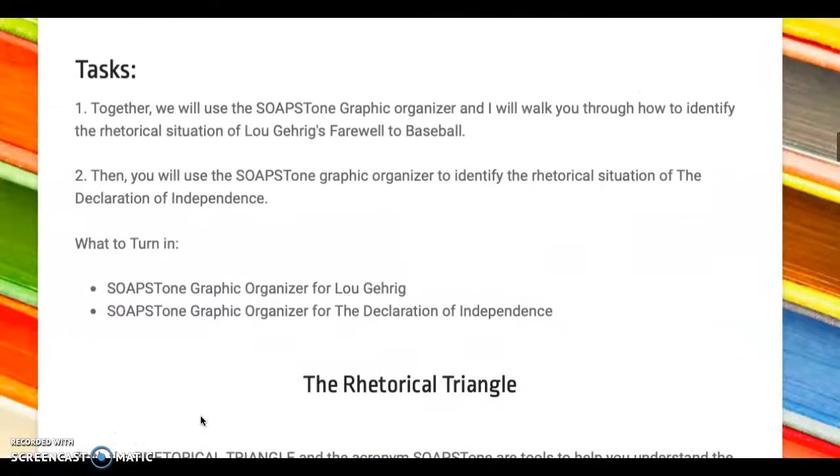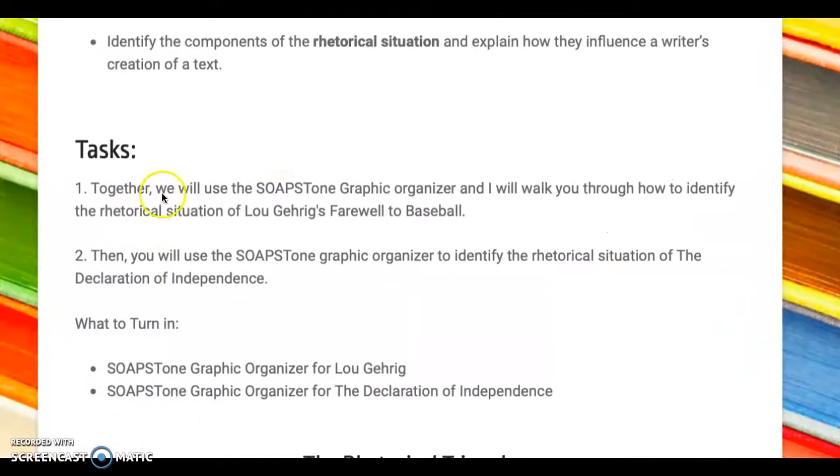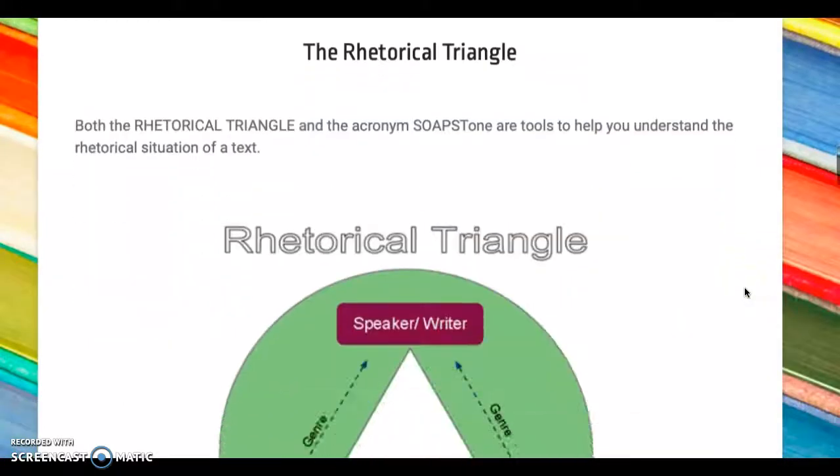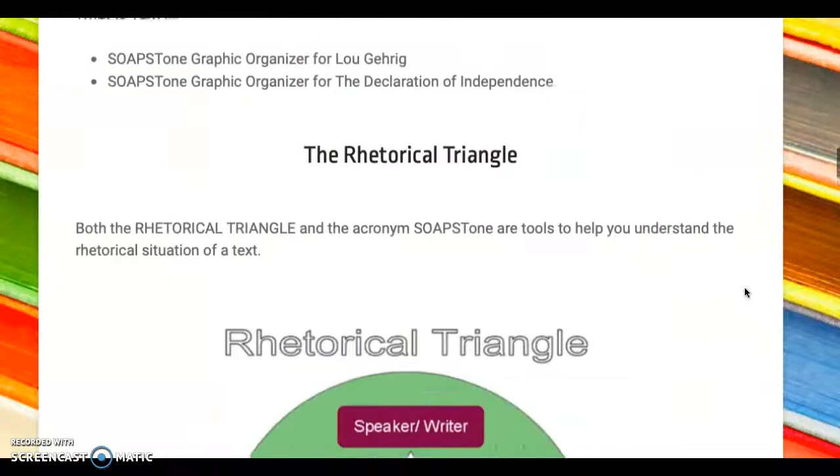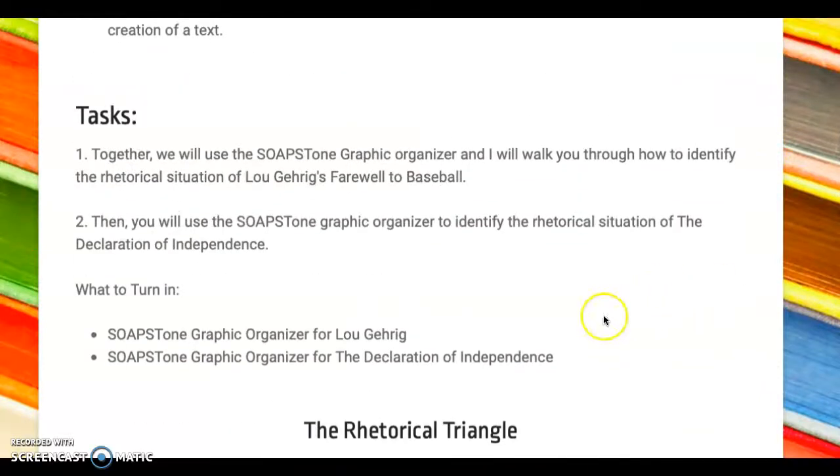So that is SOAPSTONE. What you're going to do is use the SOAPSTONE graphic organizer, and I'm going to walk you through how to identify the rhetorical situation of Lou Gehrig's farewell to baseball speech. Once you get the hang of this, you're going to download this graphic organizer that I just showed you, and then fill it out as I explain it in the videos.